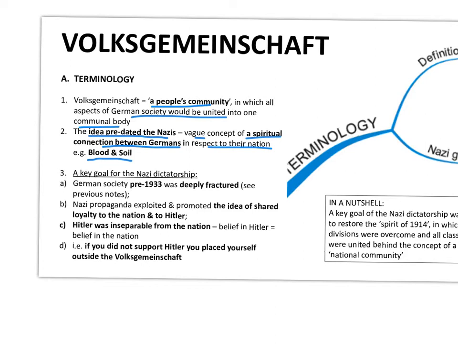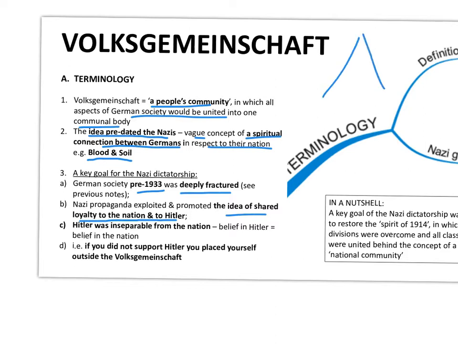So a key goal for the Nazi dictatorship was to deal with this. As you say, pre-1933 society was deeply fractured and divided. We've done loads of that, so see previous notes. It's been an ongoing theme all the way through. Nazi propaganda exploited and promoted the idea of shared loyalty in the nation and to Hitler.